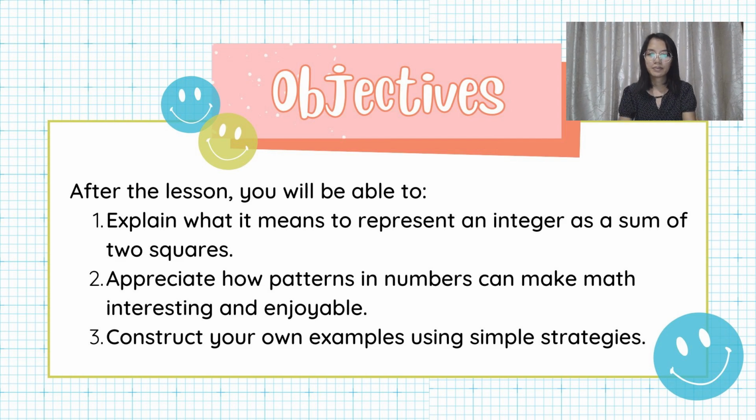So let's begin. Before we formally start with our discussion, let me ask you something simple. Have you ever tried arranging objects like beads, tiles, or candies into square shapes? Yes? When you make a square arrangement, you are actually forming a square number like 4, 9, 16, 25, and so on.